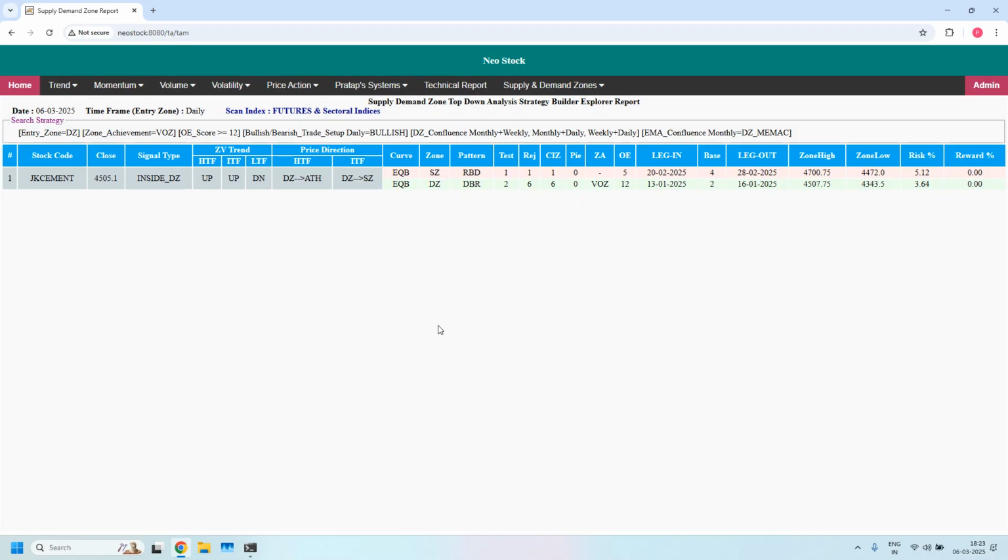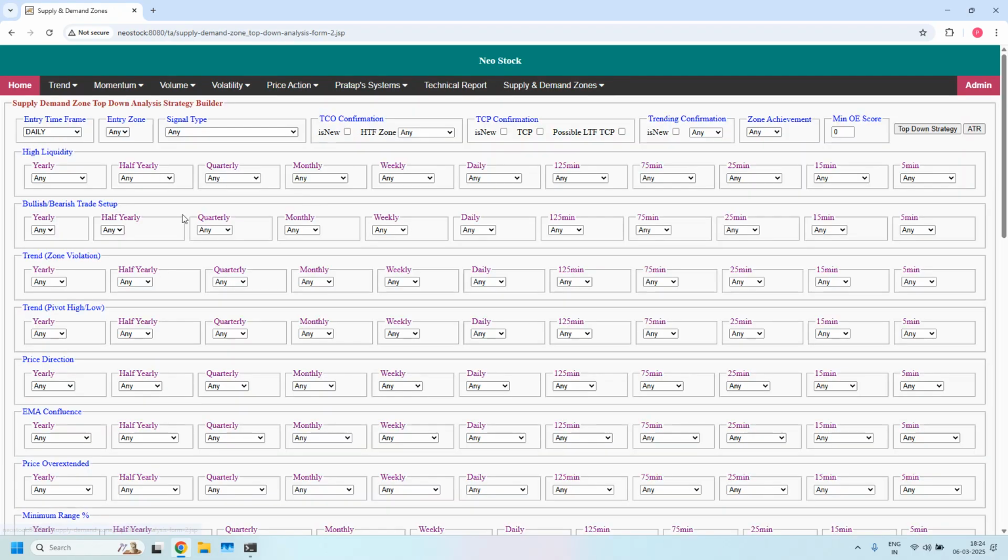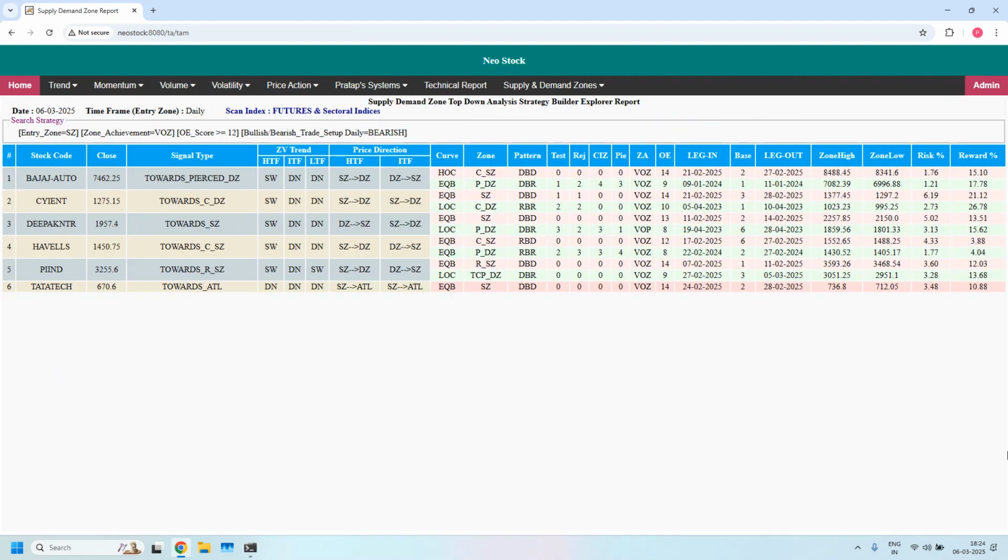Okay, next, this is the bullish trade setup for monthly income trade. Next we will look into the bearish trade setup for monthly income trade. Entry time frame daily, entry zone, supply zone. And also bullish or bearish trade setup at daily. I am selecting bearish this time. And zone achievement, violated opposing zone, minimum odd enhancer score 12. With these filters, we got 6 stocks.